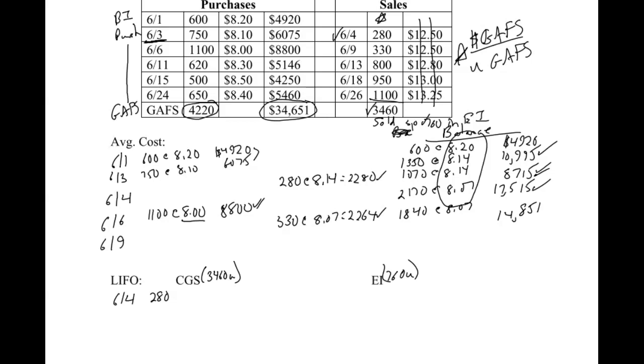So we're applying LIFO at this point in time. So the last stuff in are those 750 at $8.10. So we sold 280, which means we sold 280 of those 750 at $8.10. So we are going to apply the $8.10 to that, and I'll do all the totals at the end. Okay, that's $8. Sorry.